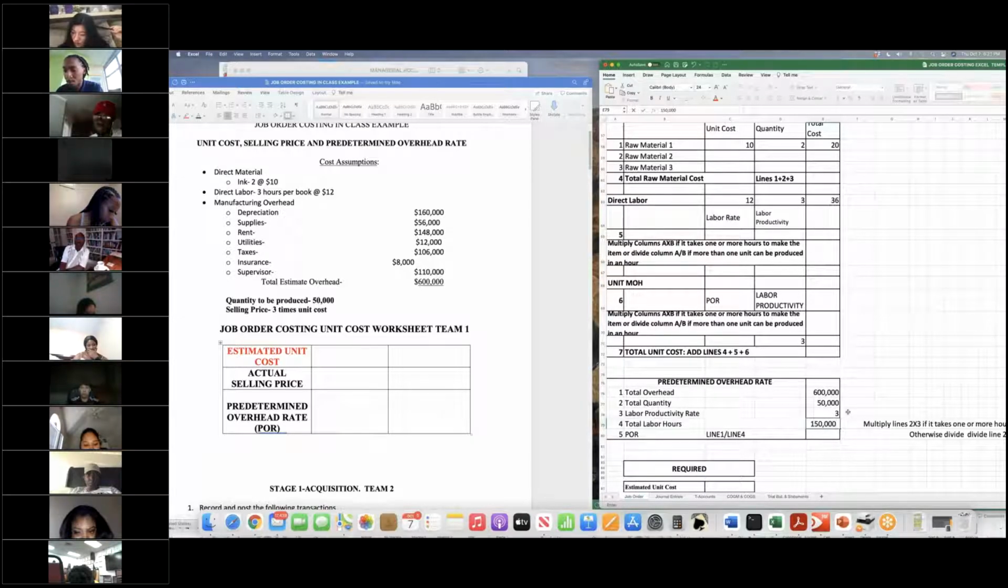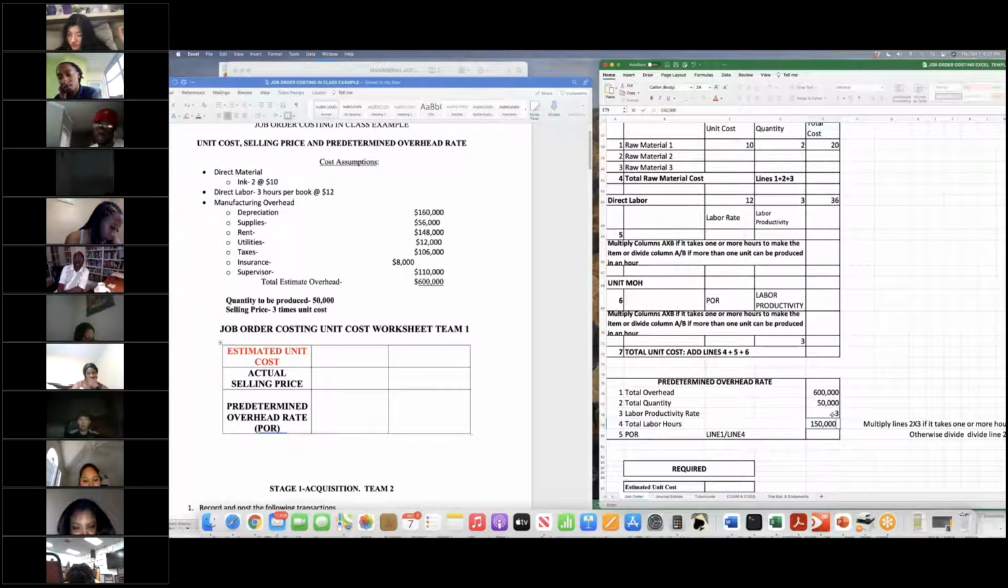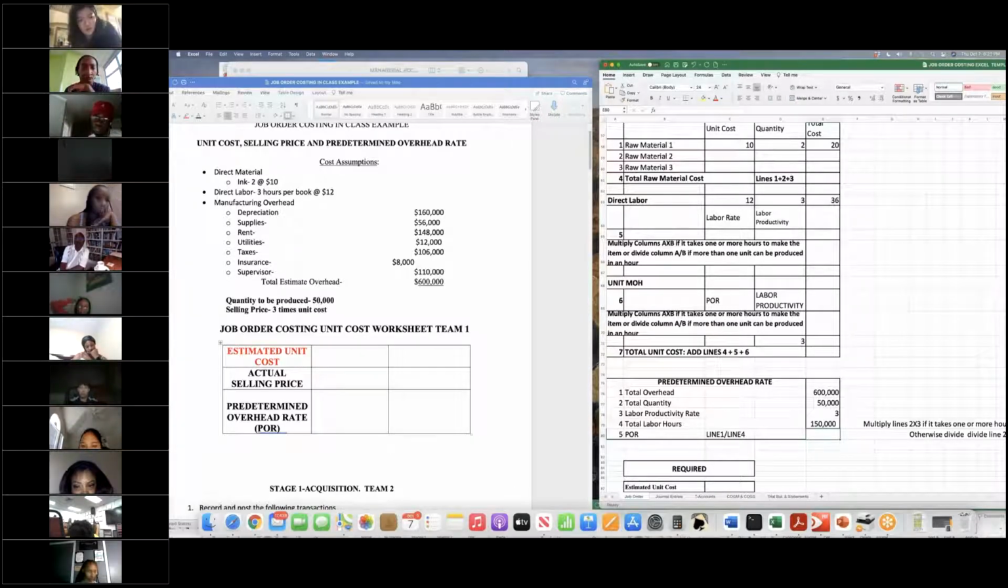If it was we made 3 per hour, then you'd be dividing, so you divide into a larger number. So that's why it's always larger when you can make more than 1 an hour. But we have the 150,000 total hours. If we divide 150,000 into 600,000, what do we get as the POR? 4.